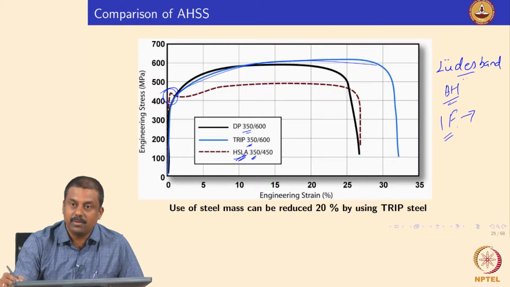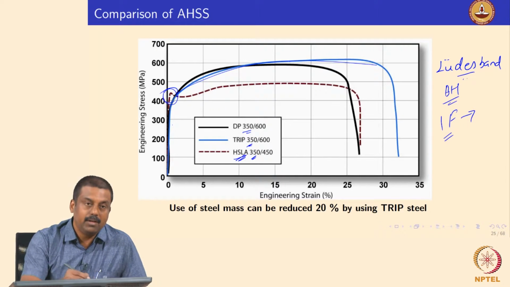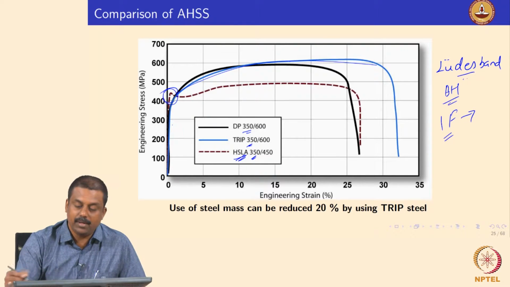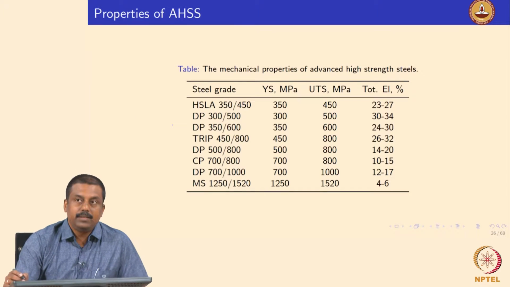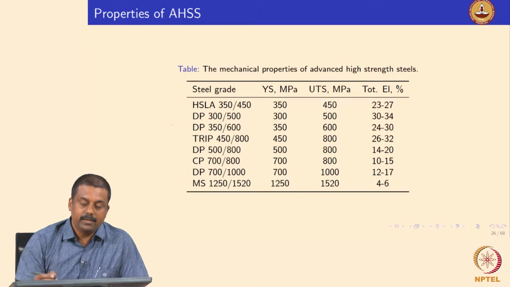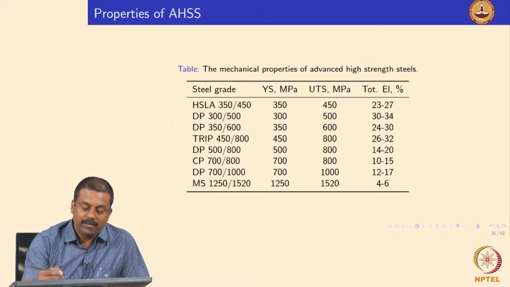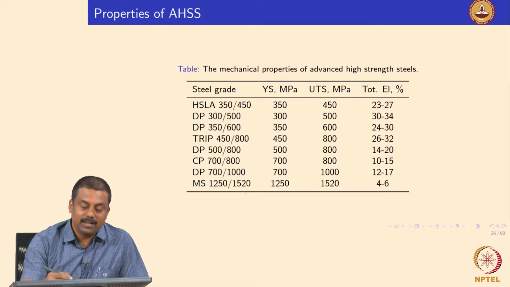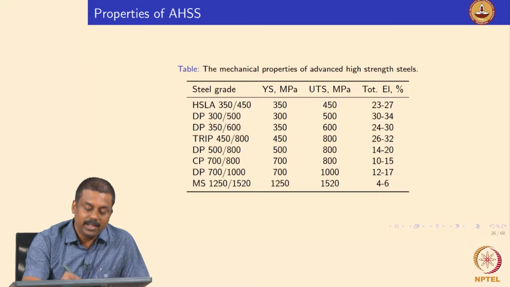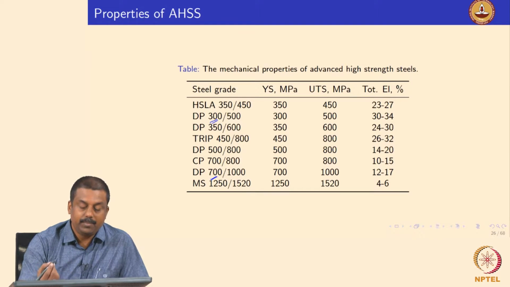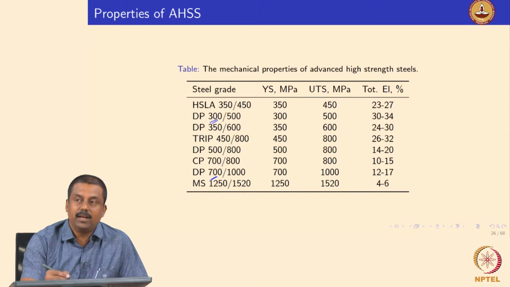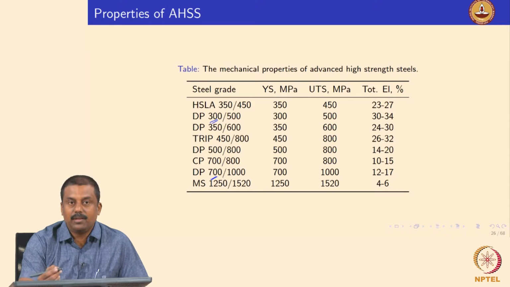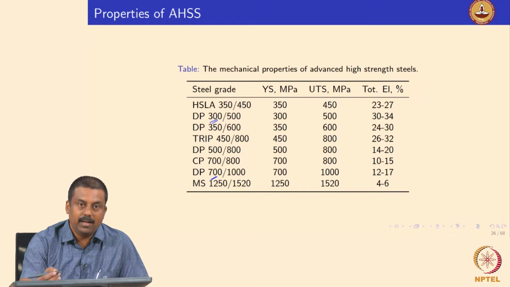So, IF steel will show similar behavior, but the strength level will be much lower compared to TRIP or dual phase steels. Good. So, this table shows the properties of advanced silicon steels compared with HSLA steels, and if you look at it here, the mechanical properties vary from say 300 megapascal up to 700, even up to 1000 megapascal. Whereas in HSLA steels, it is very difficult to change the mechanical properties, because the microstructure is more or less fixed and the alloying elements are fixed.